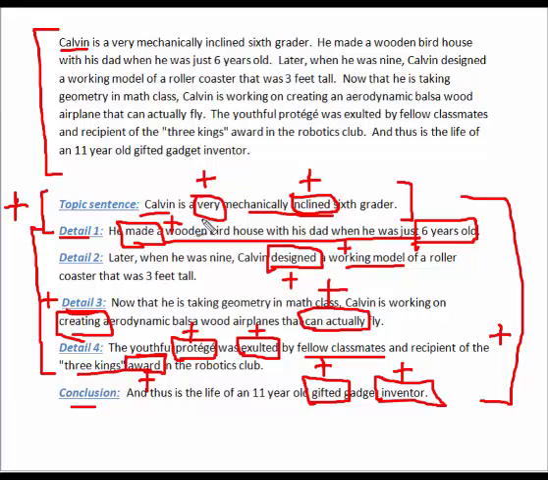If the question asks you about a detail, you don't know what the detail says, but you can identify that the detail is negative, then you know the correct answer will have to emulate that and parallel. If it's a negative detail, it sounds negative, then the answer will have to be negative as well.